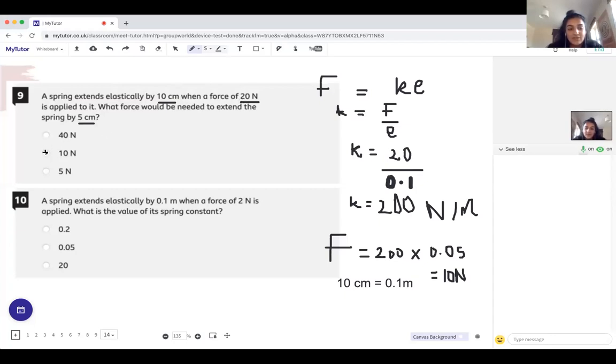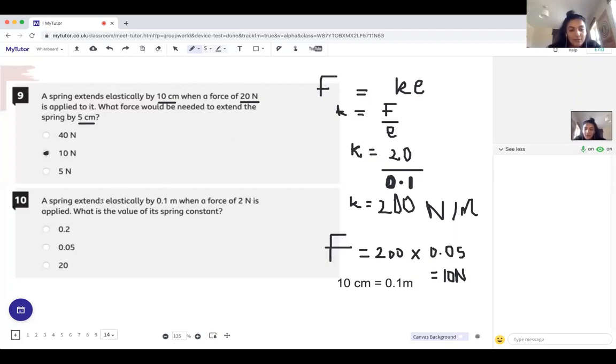So you can see that there are 2 ways to do this question. It's absolutely fine for you to do it the mathematical way, the slightly longer way, or you can kind of do it in your head thinking that if we halve the extension, we halve the force. Whatever we do to the force, we do to the extension. Okay, so either way is absolutely fine for this question.